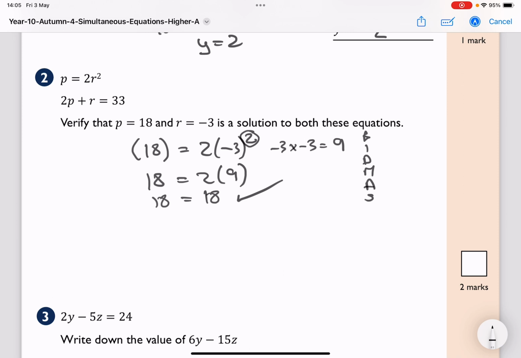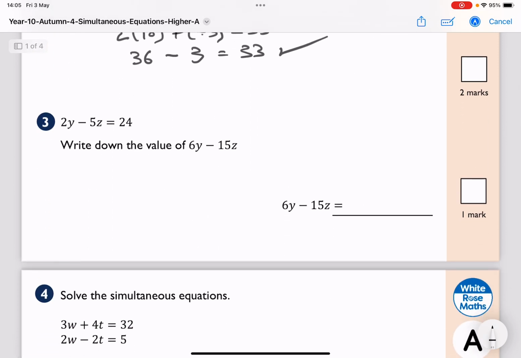Next one, I've got 2 lots of p. Well, p is 18 plus negative 3. And we want that to equal 33. Well, 2 lots of 18 is 36. A positive and a negative is negative. So I've got negative 3 equals 33, and that is true, correct.